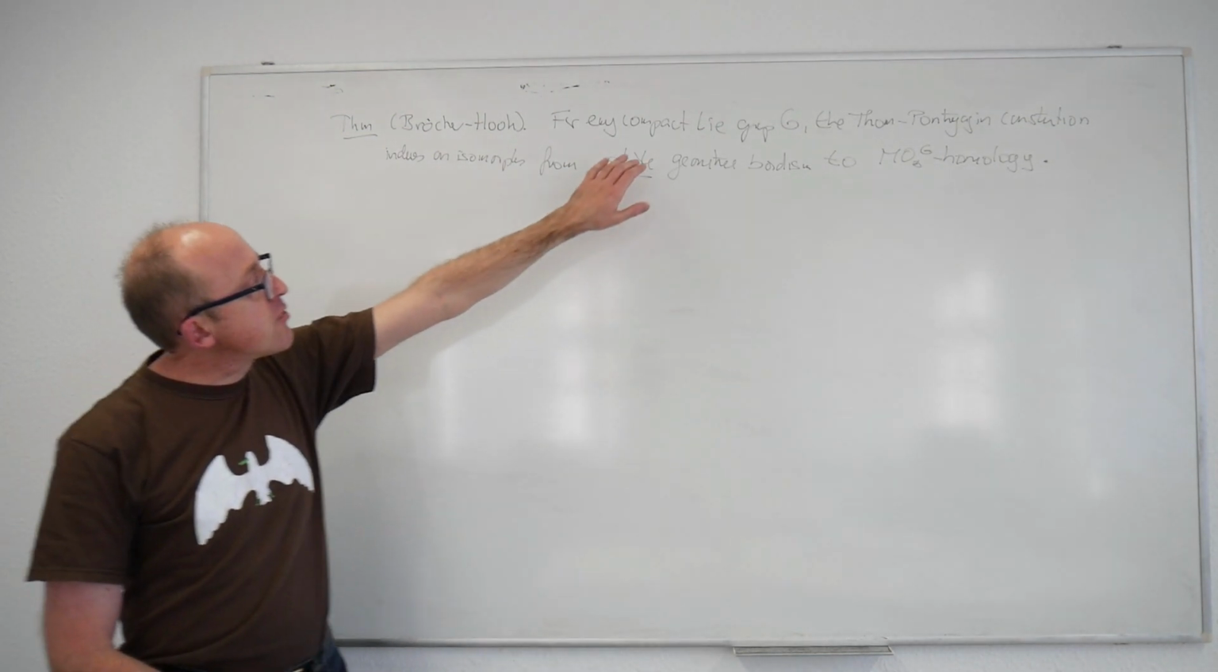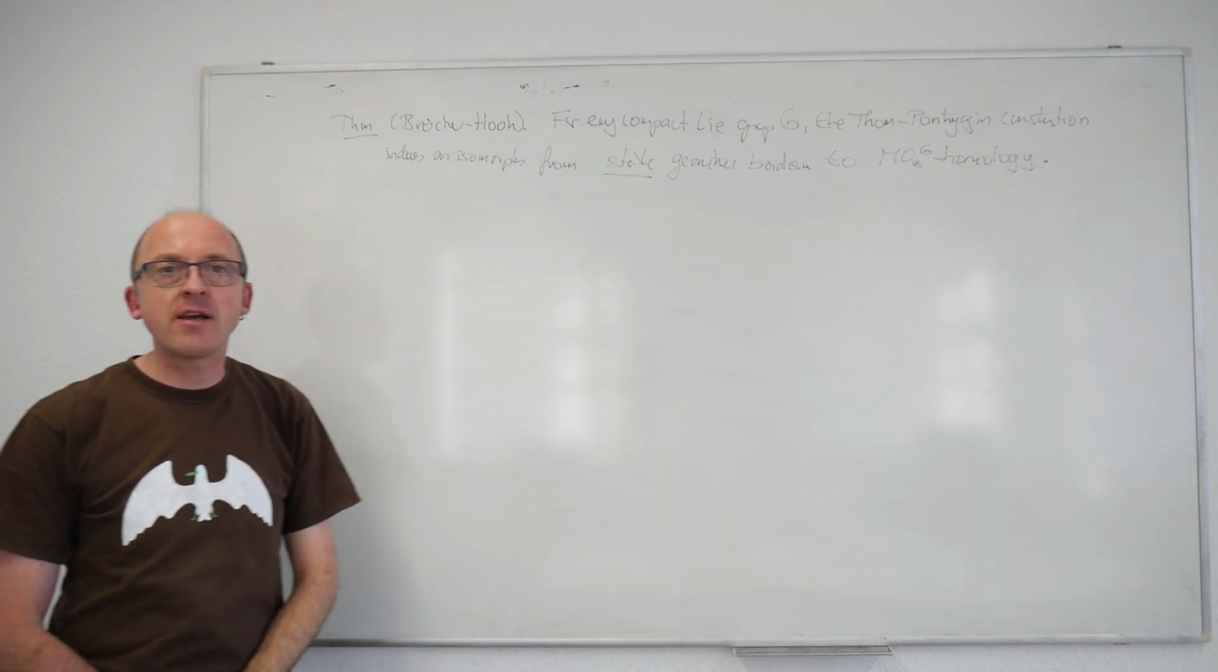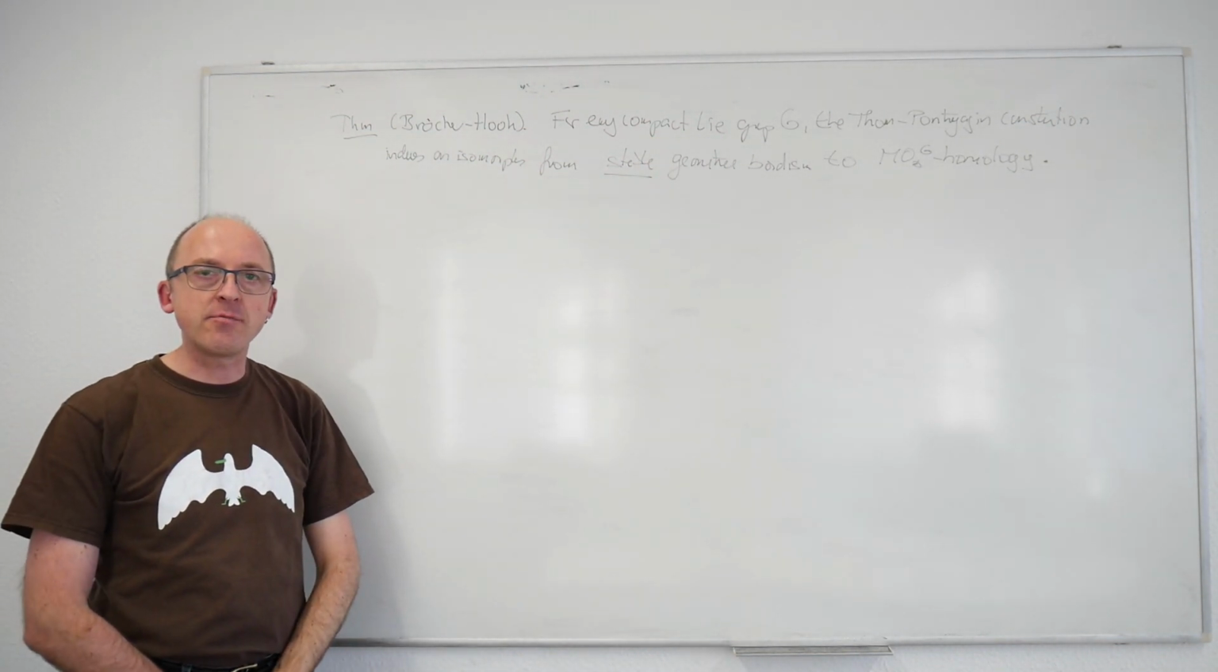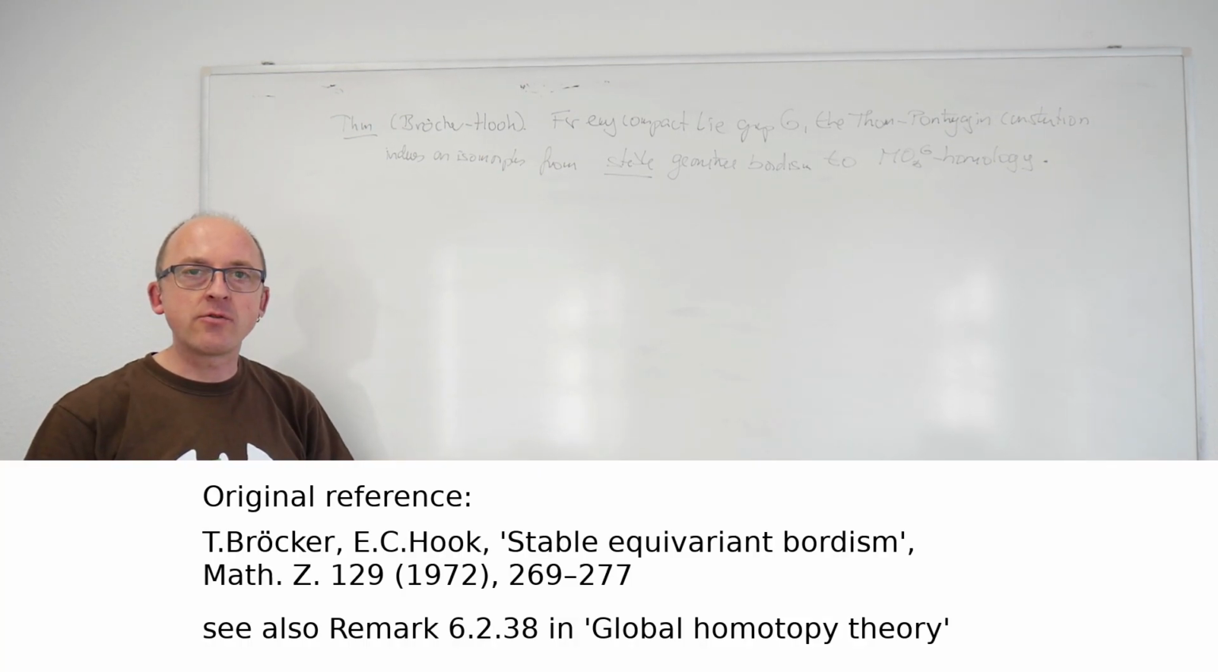Note that this is true for every compact Lie group. There's no restriction here, not just for finite times torus. This is a completely general statement. Here's a reference to the original paper by Bröcker-Hook, and I give you another reference to the global homotopy theory book, where I've written up a different proof of this theorem in a more global spirit.